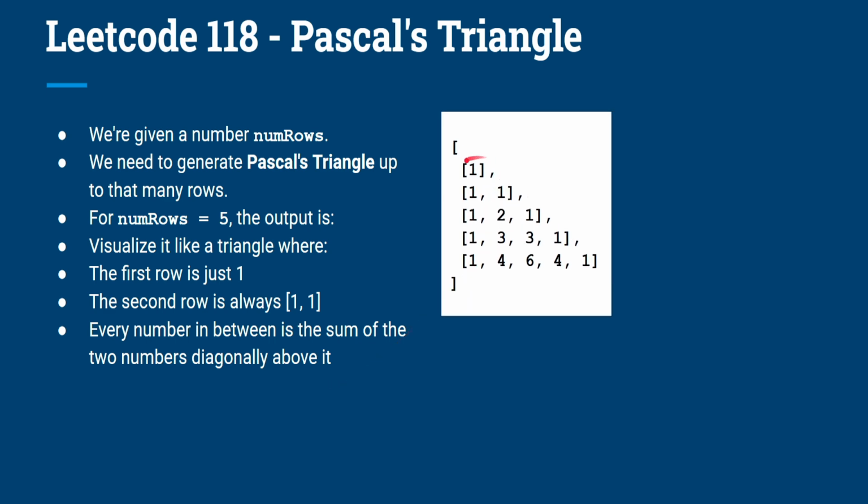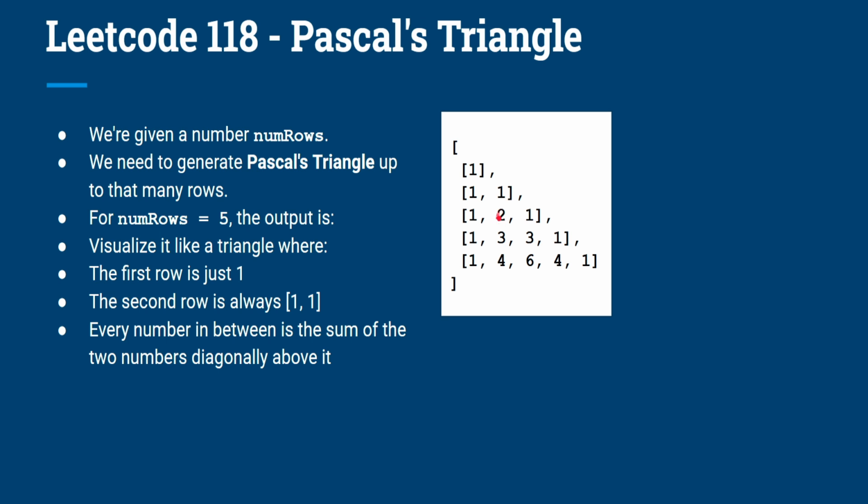What will happen? Every number in between is the sum of the two numbers diagonally above it. Let's try to understand. If we take the very first element, the first row has the value 1. The second row will contain 1 and 1, right? Every number that comes next, the middle number, is the sum of the two numbers diagonally above. But these 1 and 1 at the ends will be fixed.